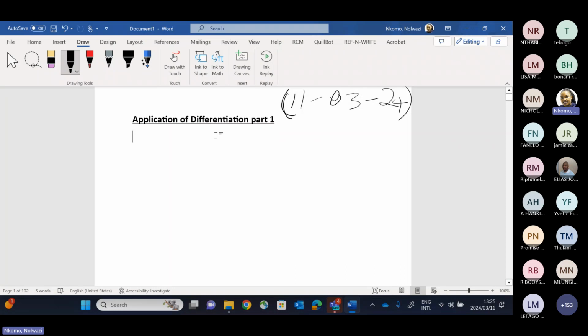All right, guys, we'll start from the chain rule again.